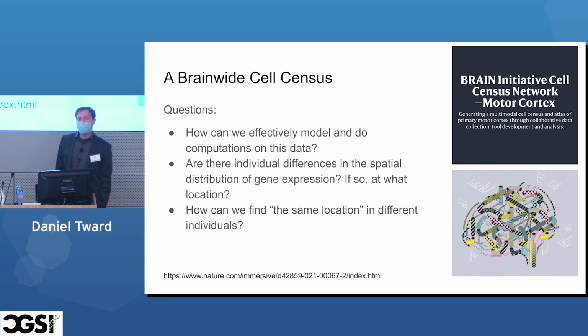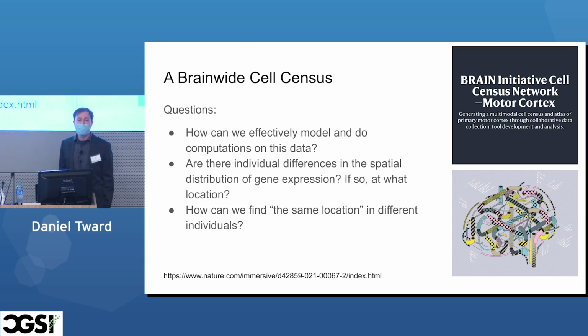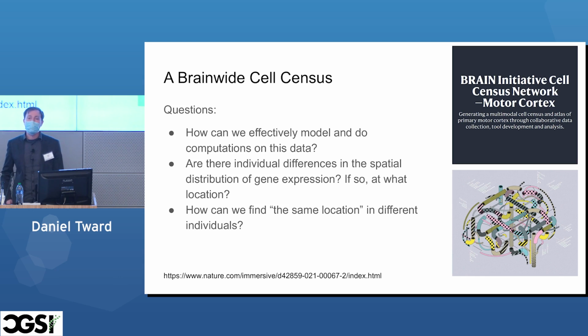Now, at this point in time, spatial transcriptomics technologies are fairly new. And so my goal in working with this technology, rather than to answer very specific hypotheses, is just to map out what are the cell types in the brain, how much variability there is in cell types, and where are all these cell types located. Now, because this data is so new, the community hasn't really agreed on what sort of model is appropriate for looking at this data mathematically, or how the data should be stored computationally. The community isn't really sure yet how to answer questions like, are there individual differences in the spatial distribution of gene expression? And if so, at what location?